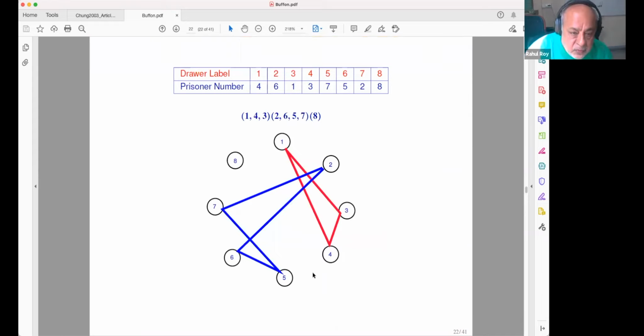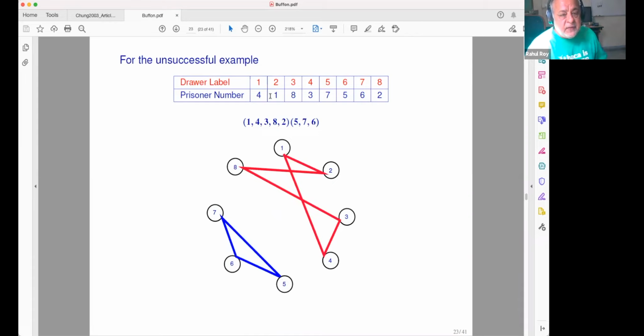We can also draw this as a graph. So if I do 1, 2, 3, 4, 5, 6, 7, 8, this is a cycle 1, 3, 4. So 1, 4, 3, as I showed here. 2, 6, 5, 7, that's another cycle. And 8 is just one singleton cycle. So we can draw it by these diagrams.